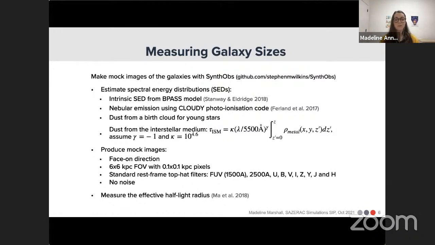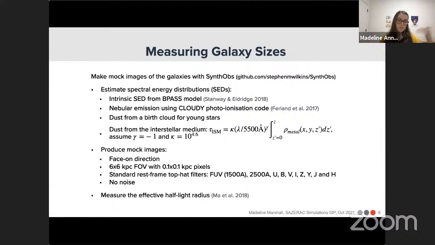Once we have all of these images, we can then measure the effective half-light radius. We use an effective half-light radius, which is a little bit more robust at high redshifts than using the actual half-light radius measured from apertures. But again, I can talk about that later.